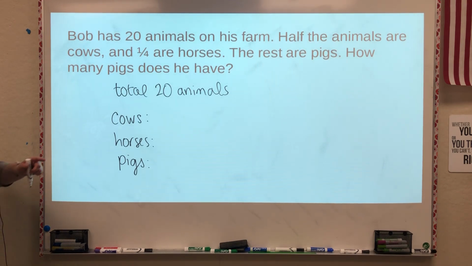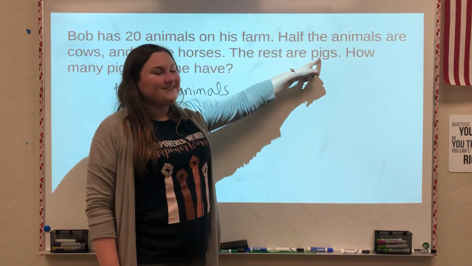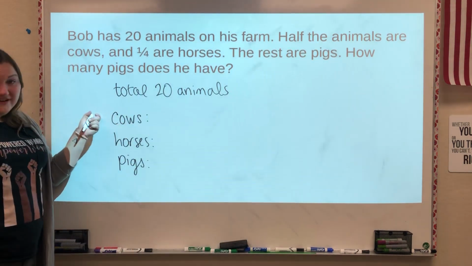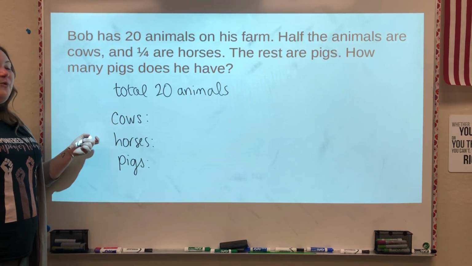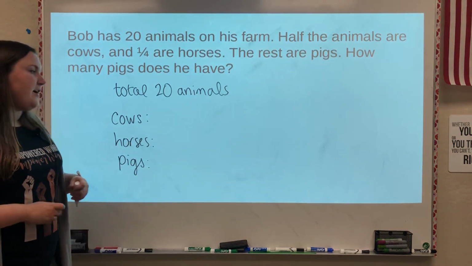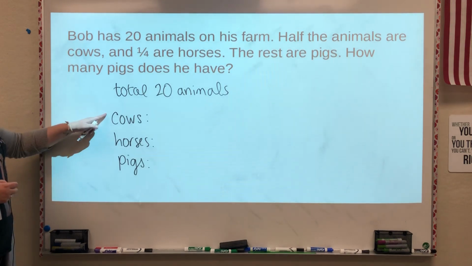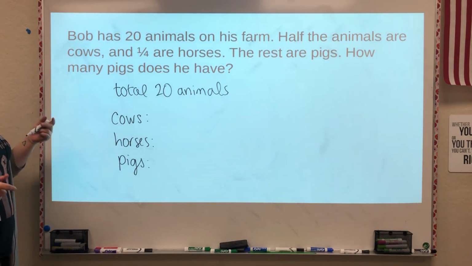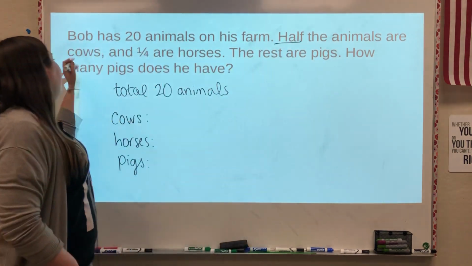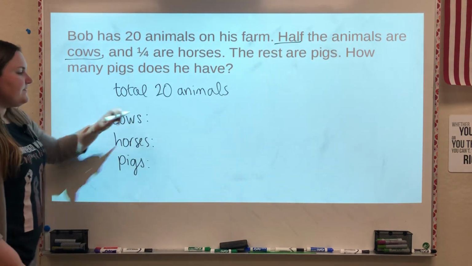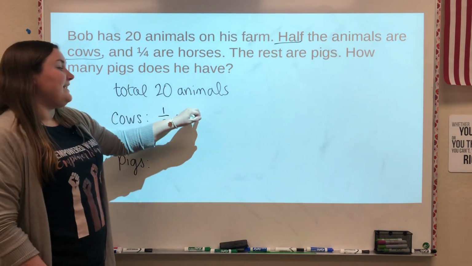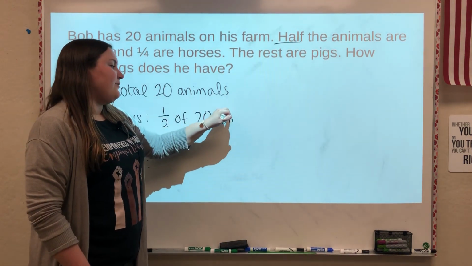In order to figure out how many are pigs, it tells us the rest are pigs. I'm going to need to know how many are cows and how many are horses. Once I have that information, I'll be able to figure out what's left over and know how many pigs there are. Now, they don't tell us the number of cows. What they tell us is half. They say half of the animals are cows. So I know that half of these 20 animals are cows.